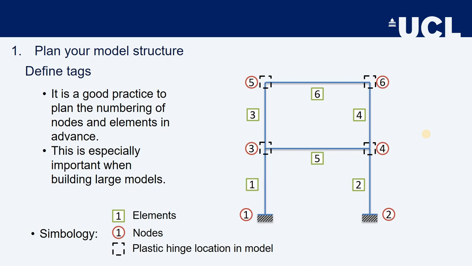I'm going to be sorting out the tags for my nodes and elements in the following way. So the basic nodes and elements are these, 1 to 6 representing the nodes that you can see here with a red circle, and 1 to 6 as well representing the elements, 1 to 4 the columns, 5 and 6 are beams, represented by a green square.